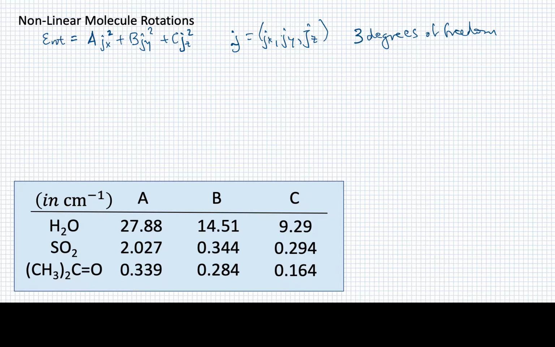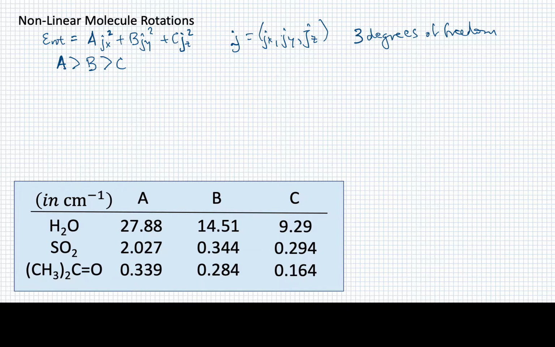partition function. Now, one of the things I need to specify is that these 3 rotational constants generally are listed in descending order. That is, A is the largest, then B, then C. No special reason for this, but it allows us to order those a little bit. And you can see that this is the convention that's followed in the table below, where I've shown some of the rotational constants for a couple of common molecules, water, SO2, and acetone.